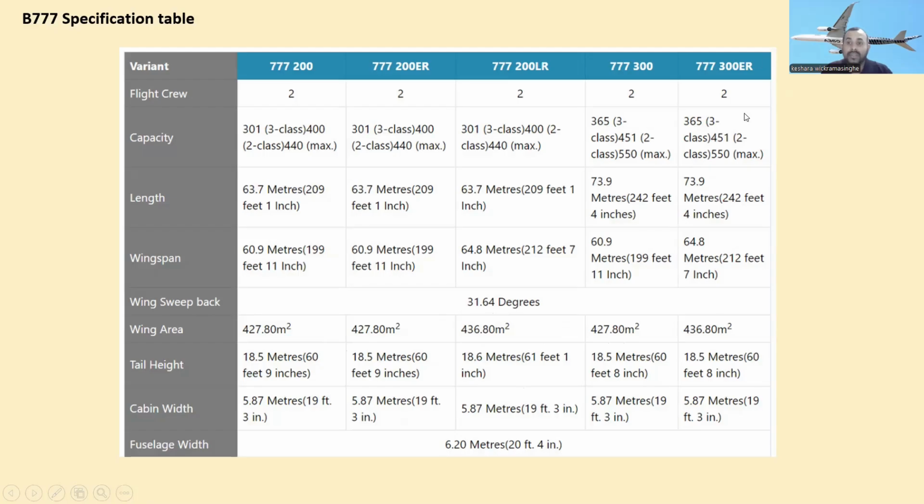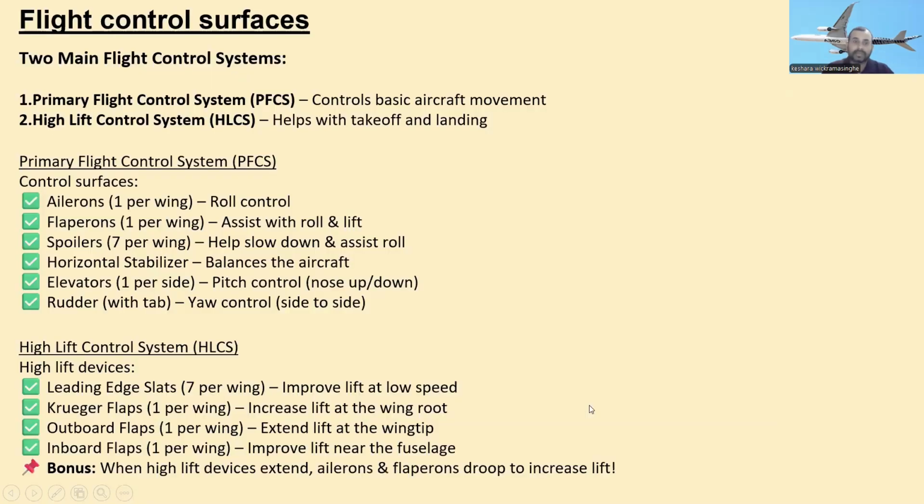The 200 ER is also the same, and 300 is the same as 200, but 200 ER and 300 ER are the same. You can see the tail height, the cabin width, the fuselage width. You can get a general idea from this graph. Now let's go to the flight control surfaces.